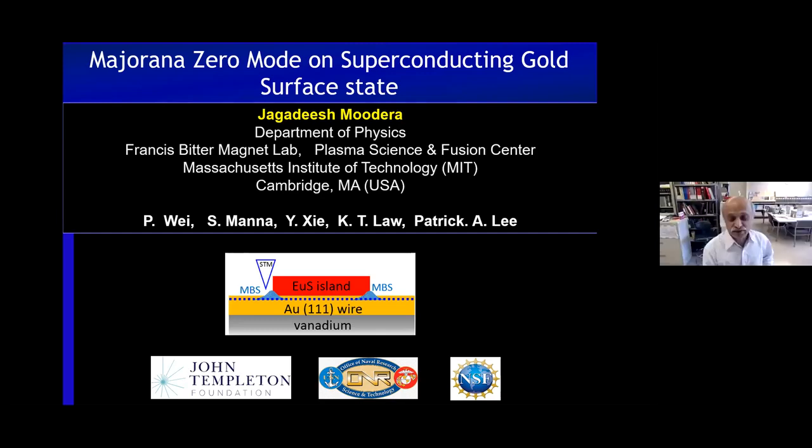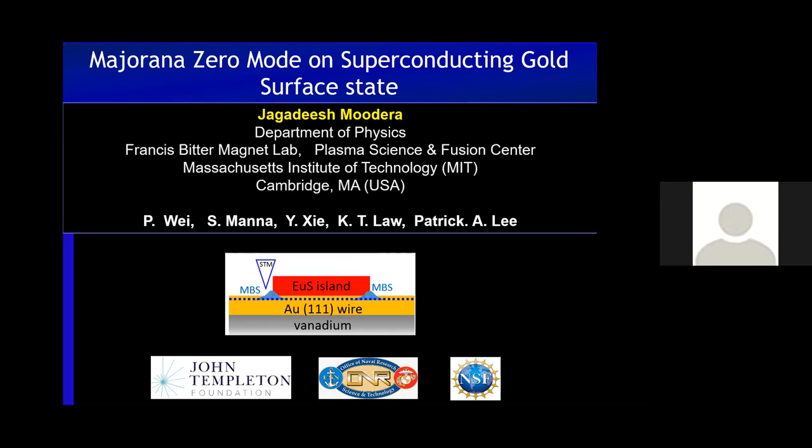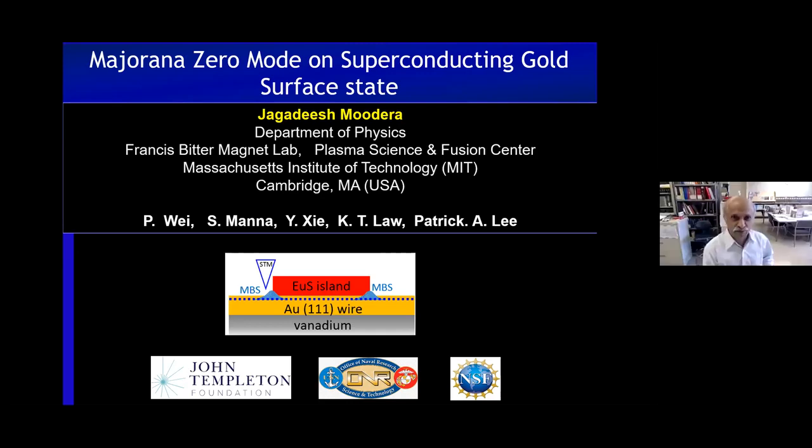And this is the work we did almost 2 years ago. We don't have anything new about this. I gave this talk before. So our goal was to actually go in search of a different platform for looking for the Majorana. It started with the theory input, and then we went on and explored the possibility of seeing that in the surface state of gold. So there are several people who are involved in the project, as you listed here.